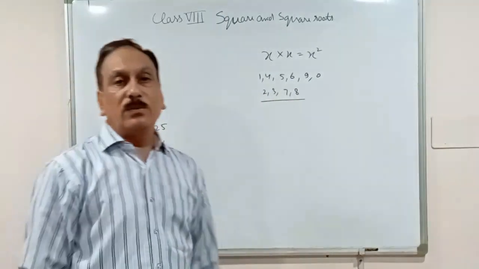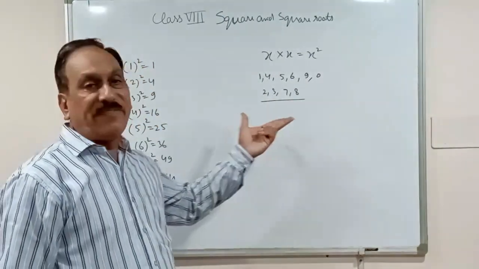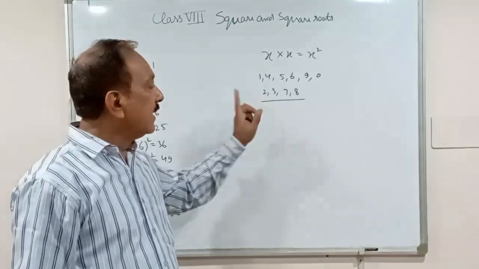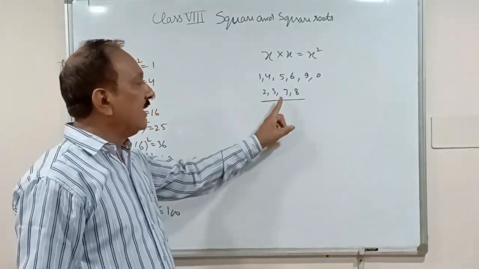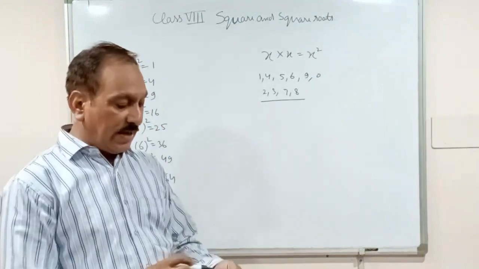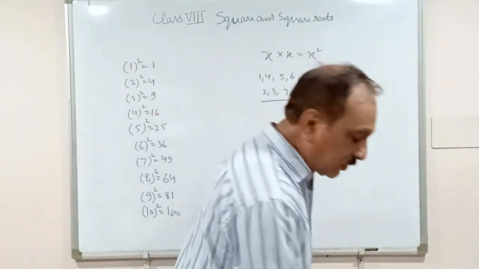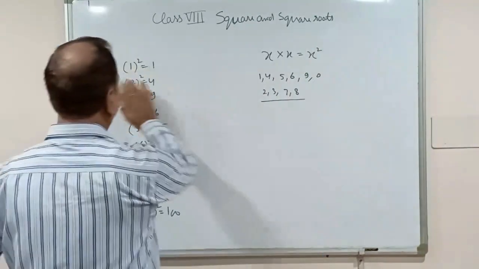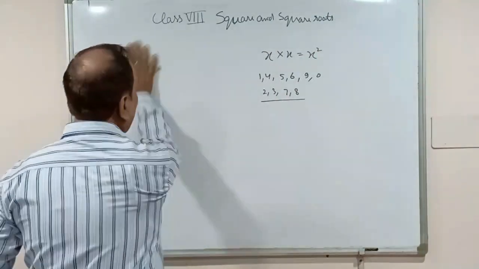जब भी आपको चेक करना हो कि कोई नंबर परफेक्ट स्क्वायर है या नहीं, तो आप चेक कर सकते हैं. यदि किसी नंबर के लास्ट में 2, 3, 7 और 8 आ रहा हो, यह परफेक्ट स्क्वायर नहीं है. ध्यान रखिएगा इसको. अब सेकंड पैटर्न है.